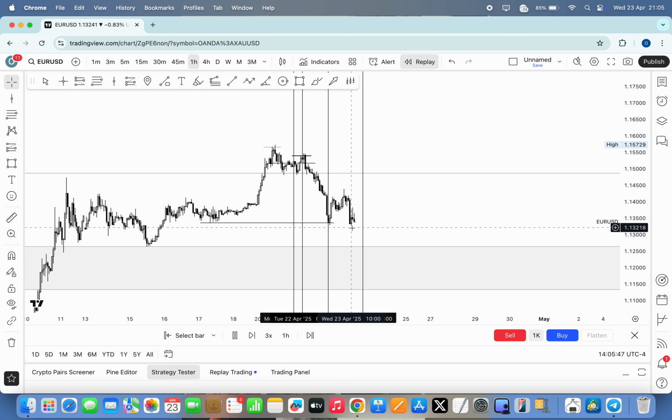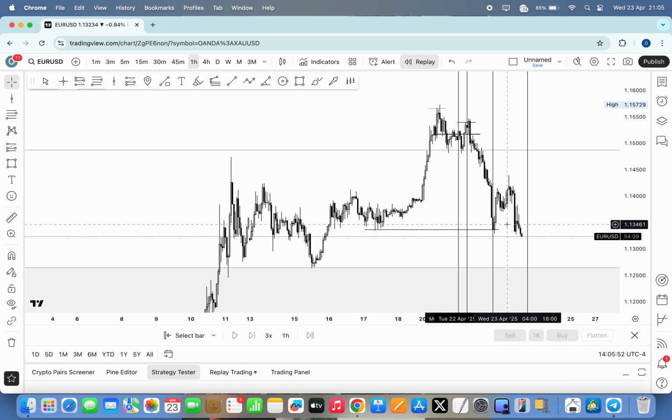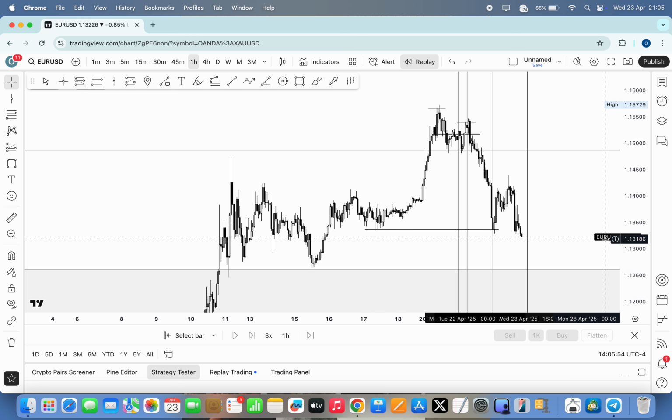So Wednesday open, which is today, we are still moving. The market is still moving low, targeting this low over here.